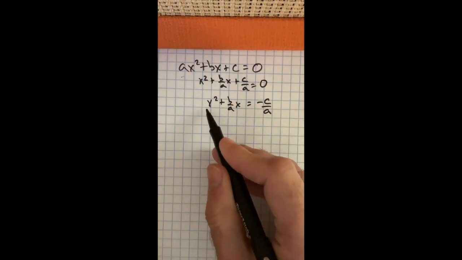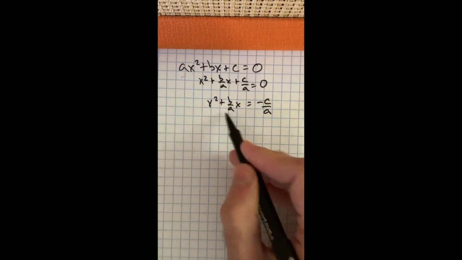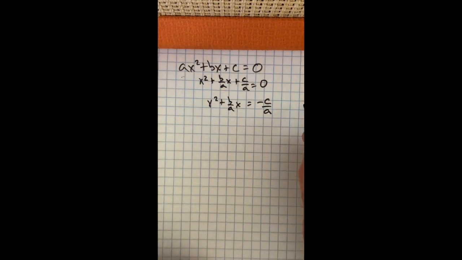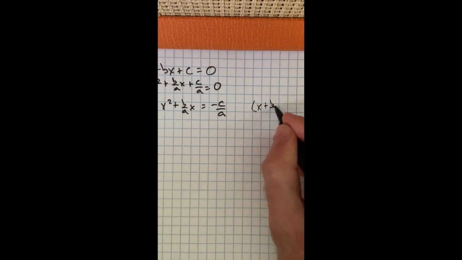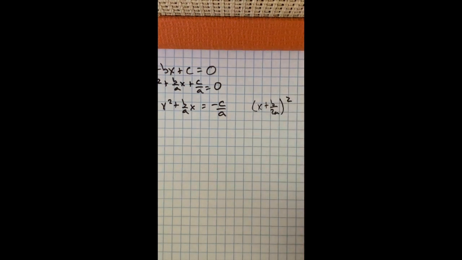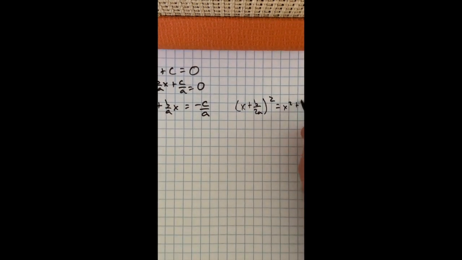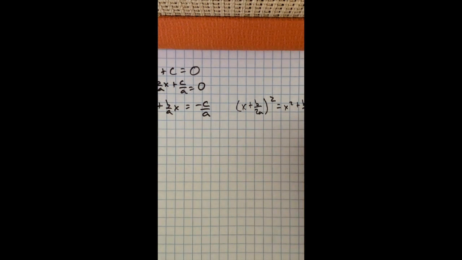Now, let's complete the square. So we know that we're going to end up with X plus half of this term squared. Half of B over A is B over 2A, and I'm going to write over here on the side what that's going to equal. X plus B over 2A squared, that's what we're going to end up with, equals X squared plus B over A X plus B over 2A squared, which is B squared over 2 times 2 is 4, A times A is A squared. B squared over 4A squared.